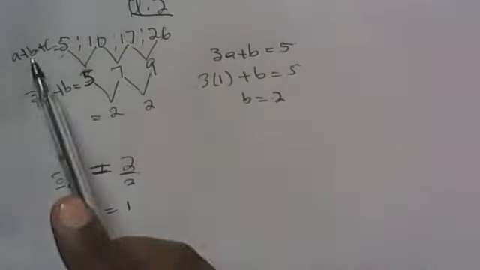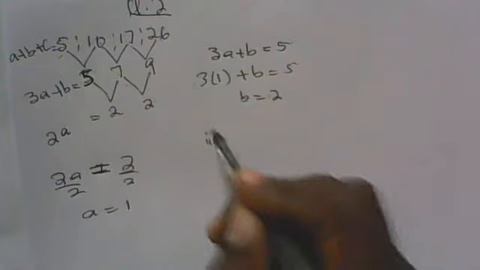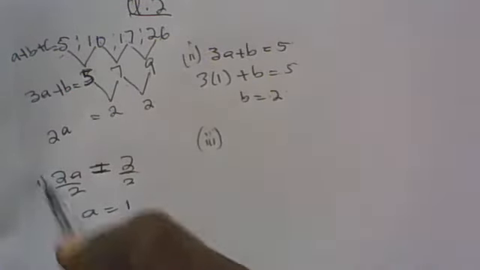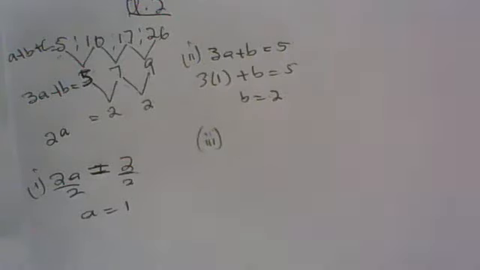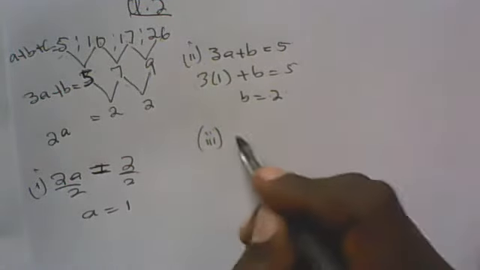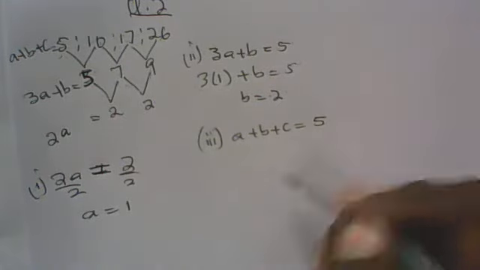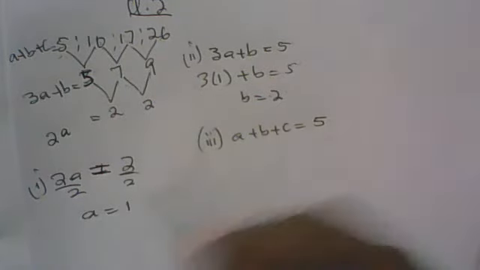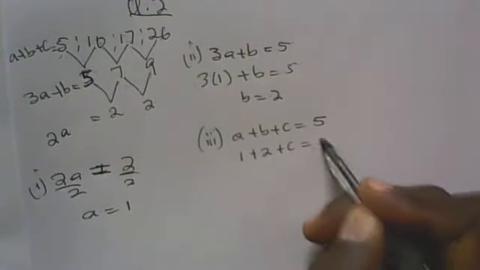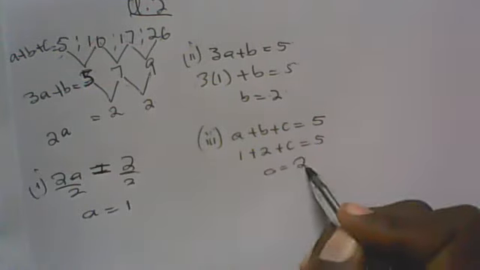But now from the first, that is here, a plus b plus c is equal to the first term. Now the next step, which is the third step, is a plus b plus c equals the first term. Now your a is 1 plus b is 2 plus c equals 5. This is 3. Therefore, our c is equal to 2.